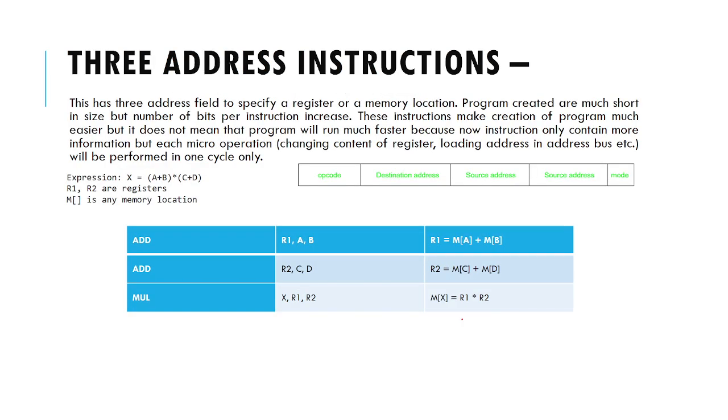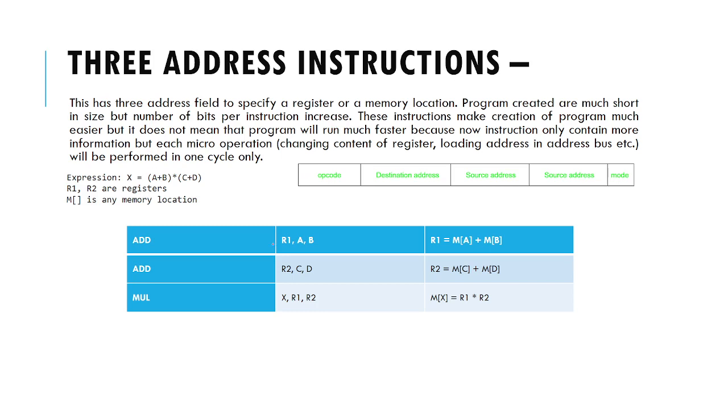Next, here is three address instruction. This three address instruction field can specify a register or a memory location. Programs created are much shorter because we are using three addresses. See, three addresses: two sources and one destination, but the number of bits per instruction is increased.